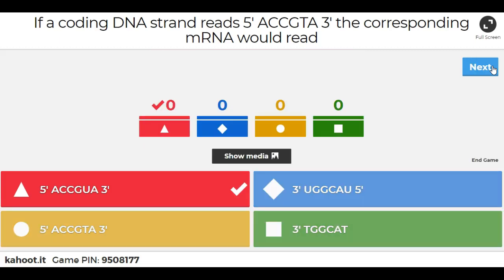So hopefully you immediately saw the answers that had T's in it and knew that it couldn't be those ones. Now, a lot of you will have missed that, and that's because this was a coding strand of DNA, not the template strand. RNA polymerase reads a template strand, which would be complementary to what we see above. So the template strand would have read 3' T, G, G, C, A, T, 5'. So the answer of the mRNA looks a lot like the coding strand, and that's why we call it the coding strand.